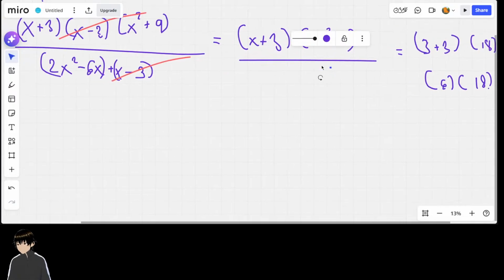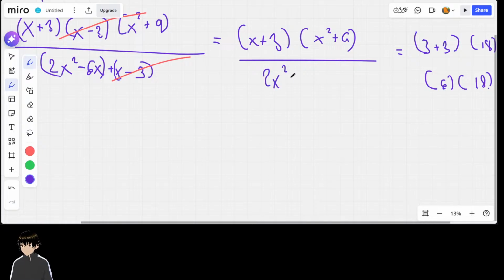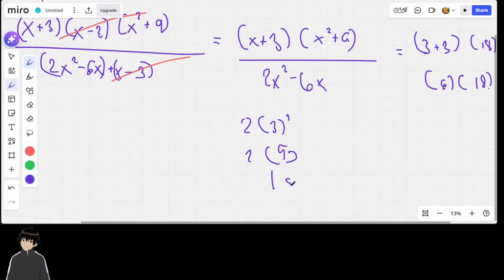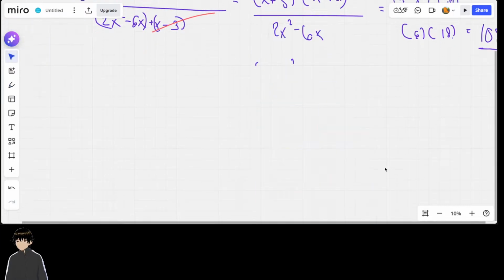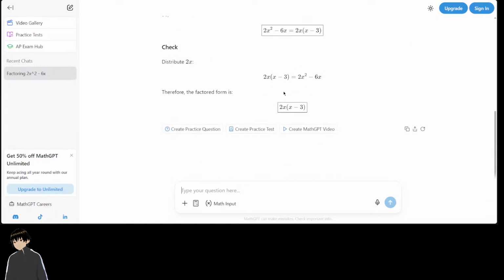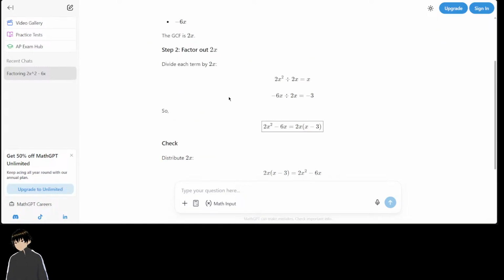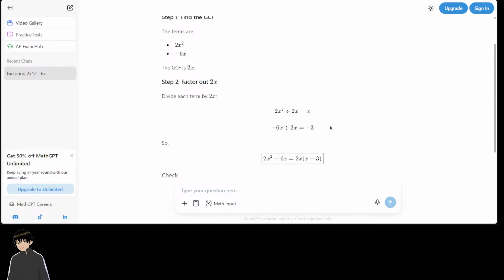2x squared. Let me do this again. 3 squared is 9. 9 times 2 is 18. Minus 6 times 3. 6 times 3 is 18, so it's 0. I was actually wrong the other time, but it is actually 0. But let me just check this.